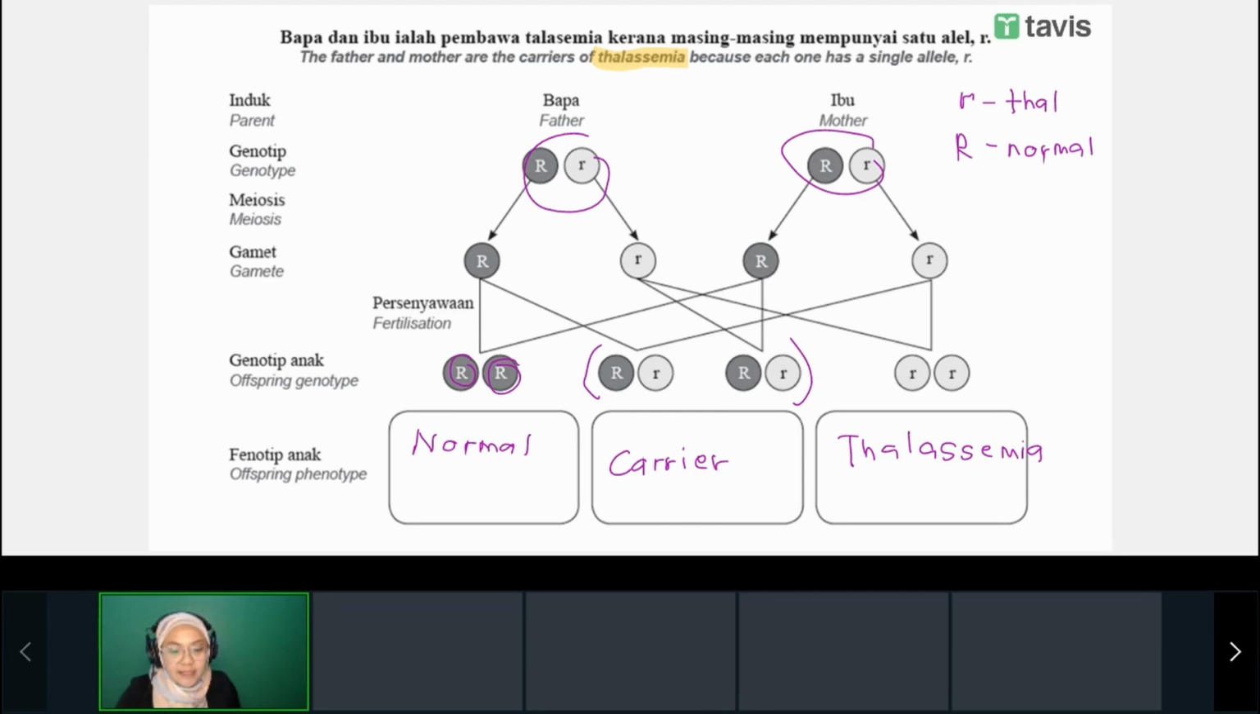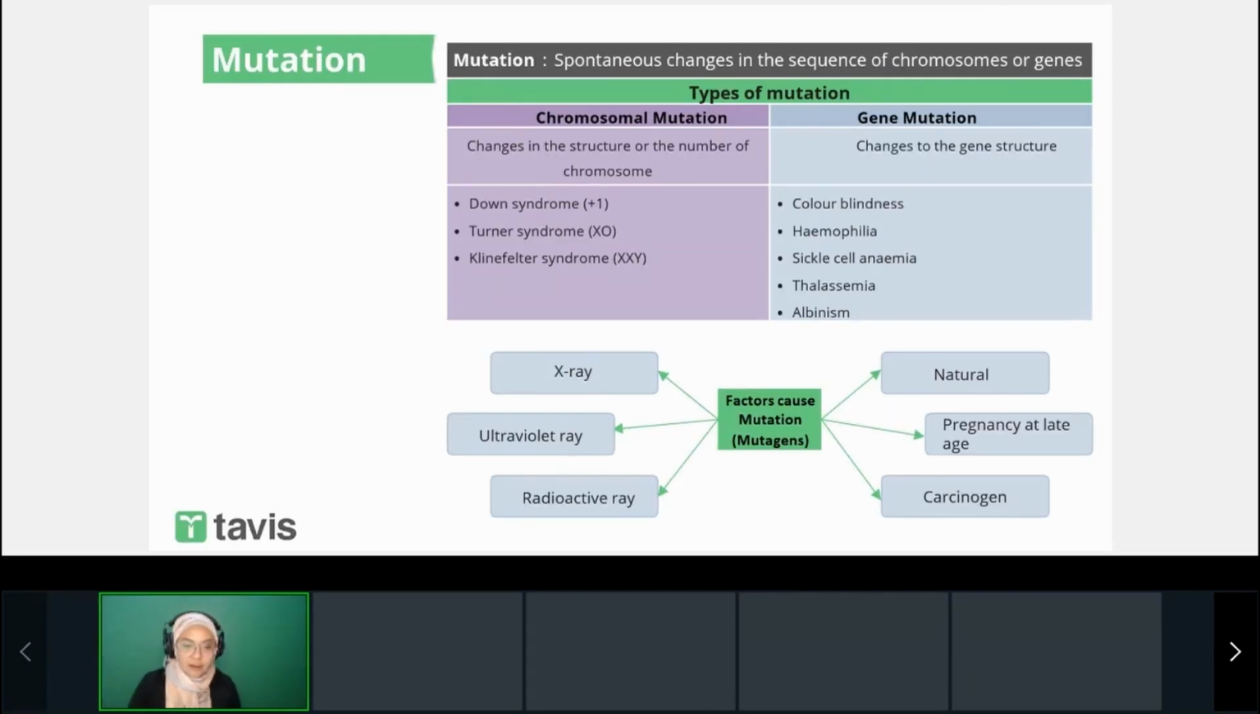Okay, so easy. Now we go to the gene. We go to mutation first. What is mutation? Mutation is spontaneous changes in the sequence of chromosomes. Let's say supposedly we have 46 chromosomes, but the person has 47. That means the person is undergoing a mutation. What kind of mutation? We have two types of mutation. The first type is chromosomal. The second one is gene mutation.